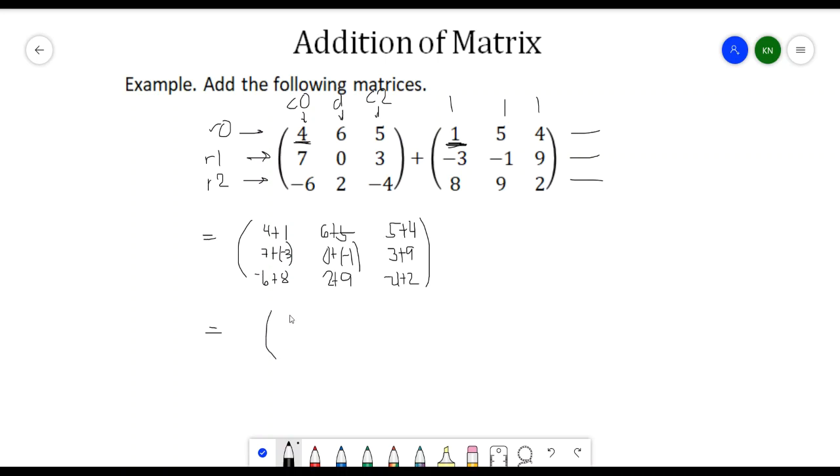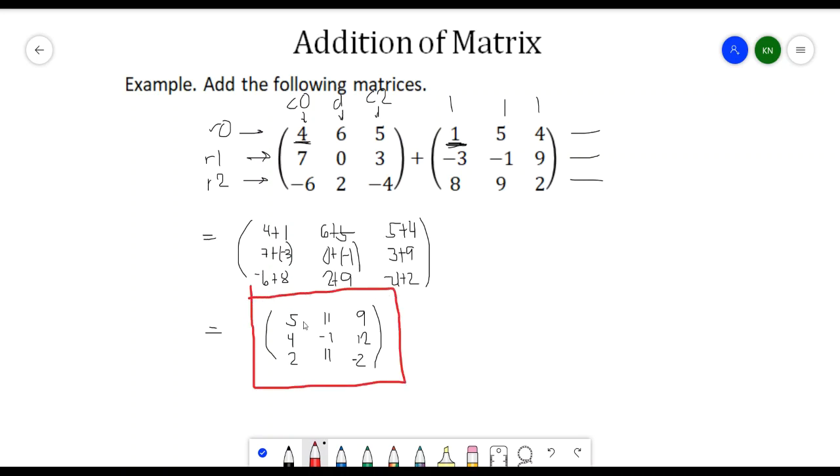So we have 4 plus 1, that is 5. 6 plus 5, that is 11. We have 5 plus 4, that is 9. 7 plus negative 3, that is positive 4. 0 plus negative 1, that's negative 1. 3 plus 9, that is 12. We have negative 6 plus 8, that is positive 2. And we have 9 plus 2, that is 11. And negative 4 plus 2 is negative 2. So meaning to say, this is already the sum of our matrices.